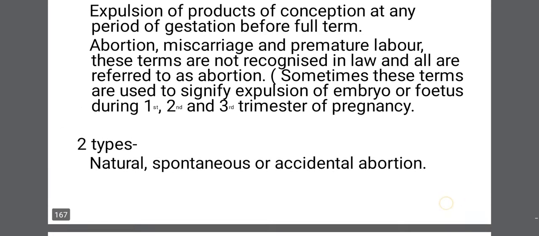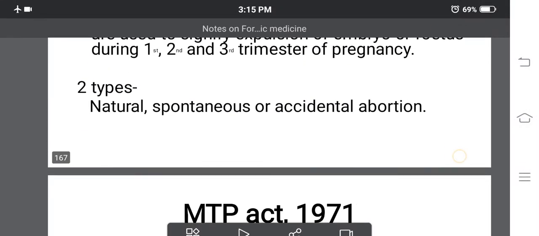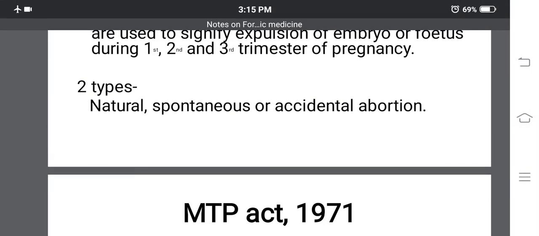Now there are two types of abortions: natural, also called spontaneous, or accidental. So these are the two types of abortion.